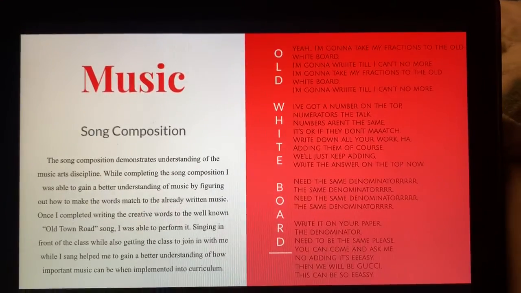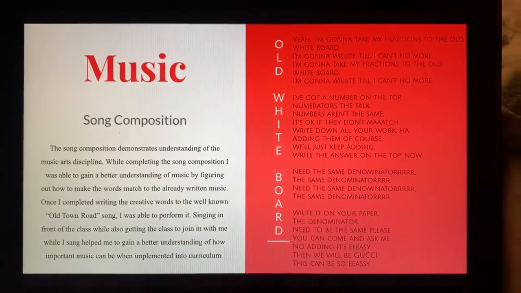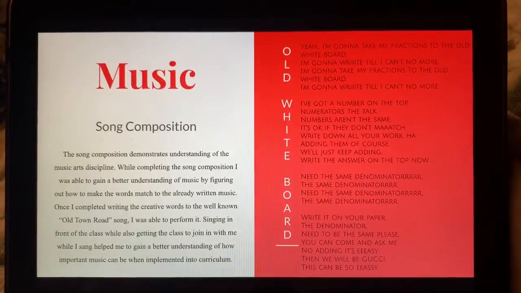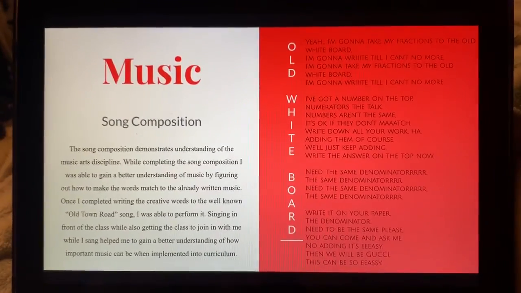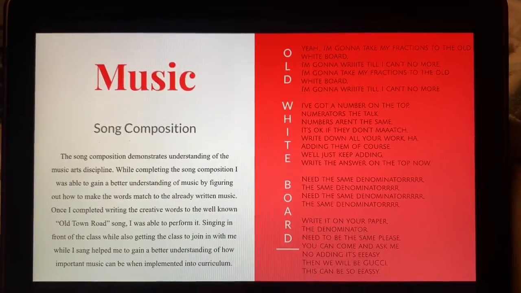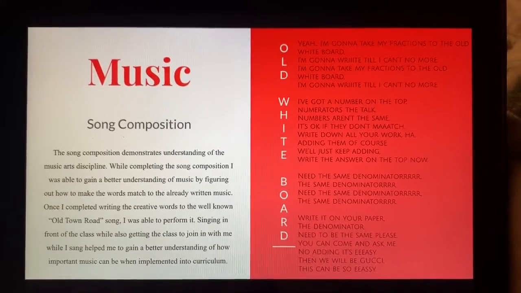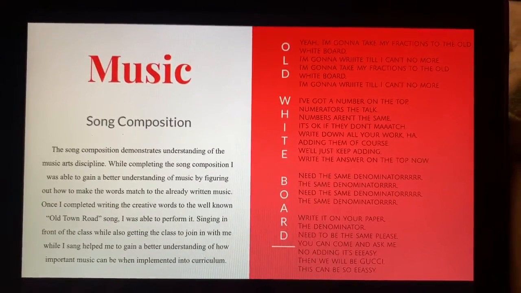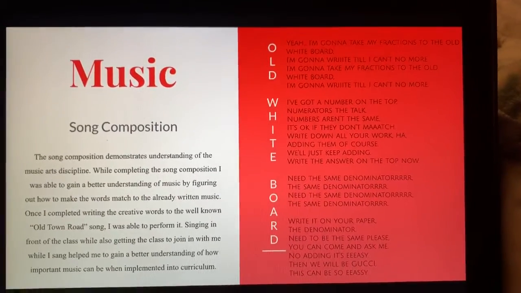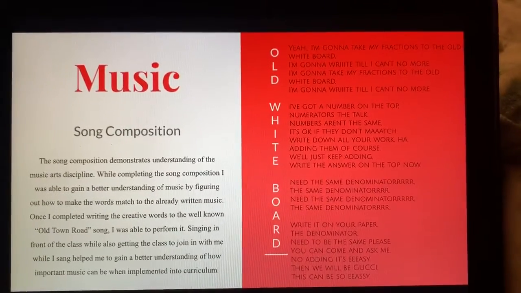For the music arts discipline, I chose our song composition. I chose to select some of the lyrics from the song The Old Whiteboard, which was a rendition of Old Town Road, and the lyrics are listed here on the right side. I believe that the song composition demonstrates understanding of this music arts discipline, because while completing the song, I was able to gain a better understanding of music by figuring out how to make the words match to this already written song, and making sure that the words rhymed where they needed to rhyme.